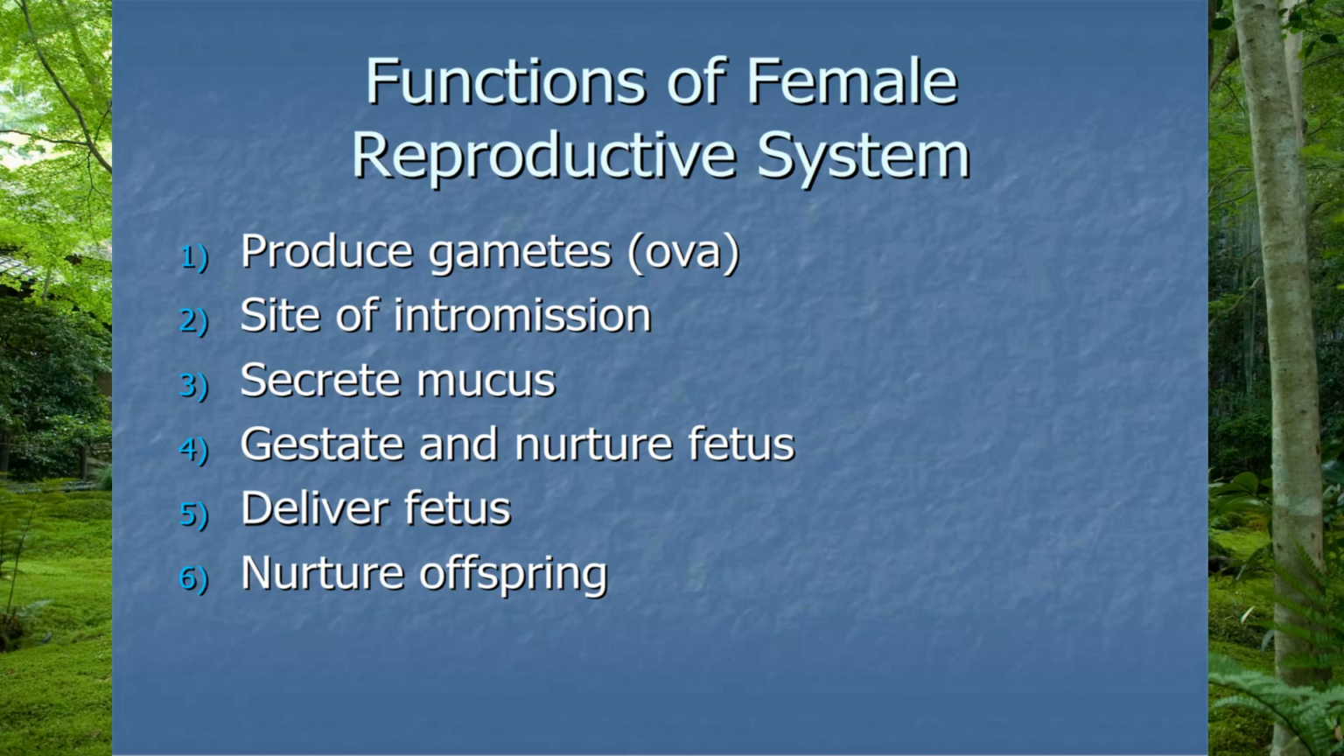We said that the male reproductive system basically just has to produce gametes, it has to produce testosterone, and it also has to get the gametes where they need to be. So it needs to have a penis for intromission. As it turns out, the female reproductive system is much more complex and has many more different jobs.